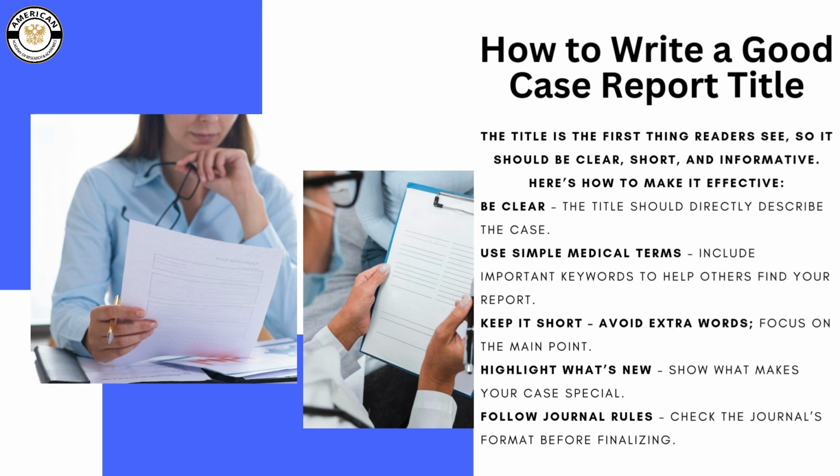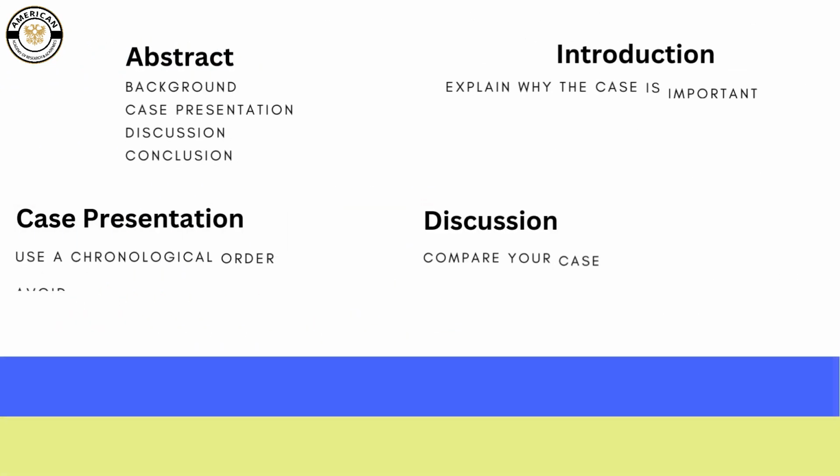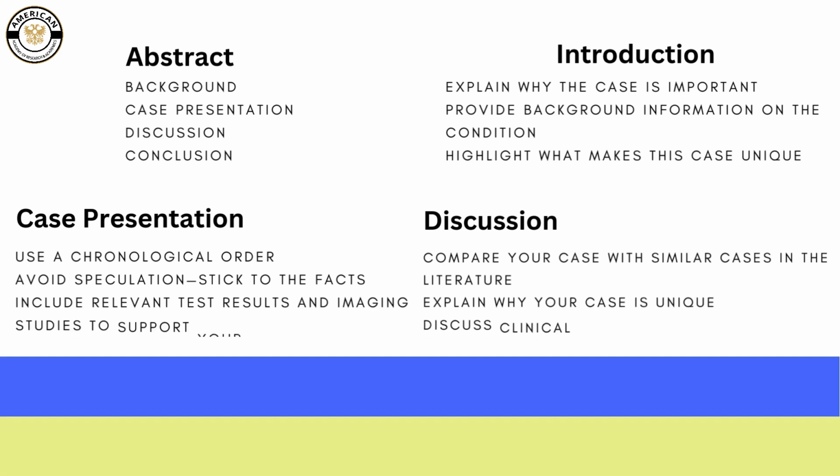Incorporate relevant medical terminology and keywords that accurately represent the research area to facilitate search. Aim for a brief and to-the-point title, avoiding unnecessary words or phrases. Highlight the novel aspect or key finding of the study. Follow a consistent format depending on the journal guidelines, potentially including the study design. The abstract provides a brief summary of the entire report. It should be structured with the following: background, case presentation, discussion, conclusion.